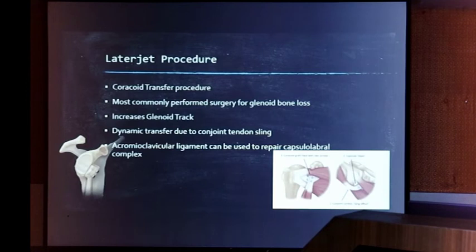So what is the Latarjet procedure? The Latarjet procedure is basically a coracoid transfer procedure. It is the most commonly performed surgery for glenoid bone loss. What it does is increase the glenoid track. It causes a dynamic effect due to the conjoint tendon sling, and the coracoacromial ligament can be used to repair the capsulolabral complex, producing more stability.